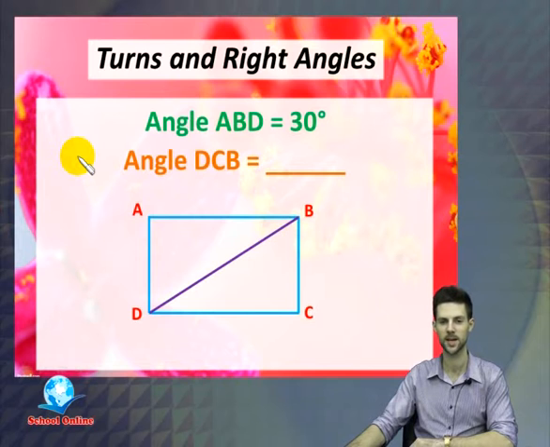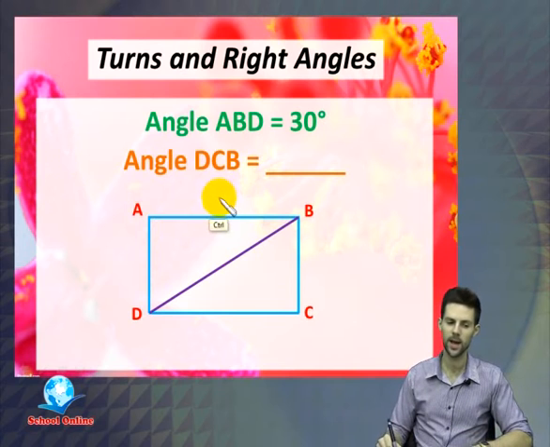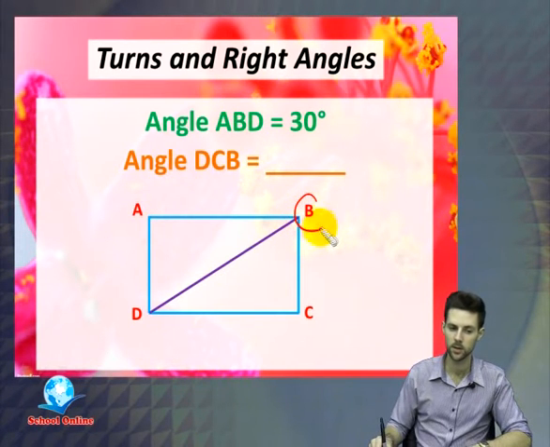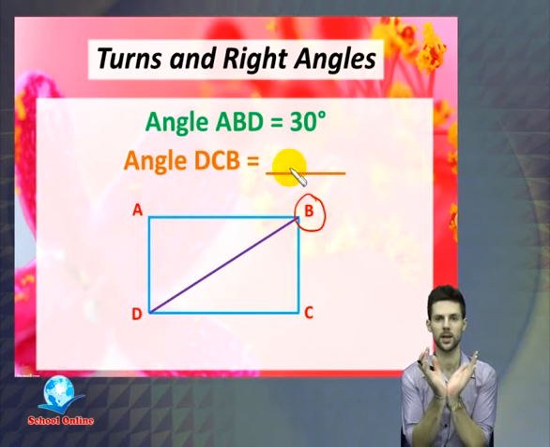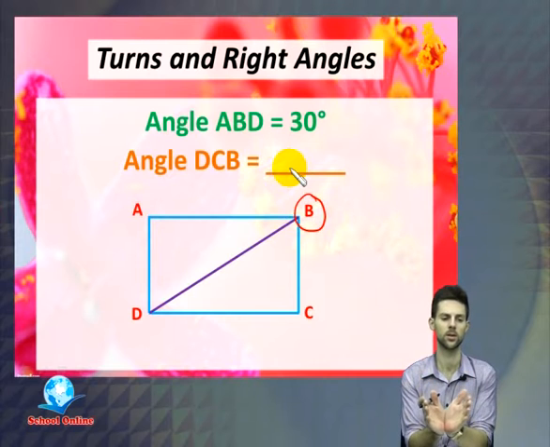Okay, let's look at this shape together. Angle ABD equals 30 degrees. So where is angle ABD? Remember, when we write an angle with letters, the middle letter is the vertex of the angle. So look for letter B first. Where is it? Here. So we know this is the middle of the line, this point. That is the middle.